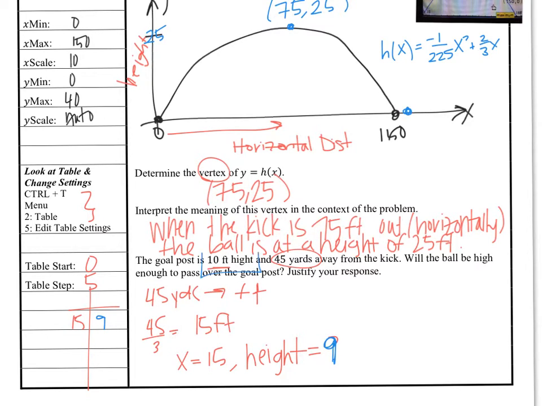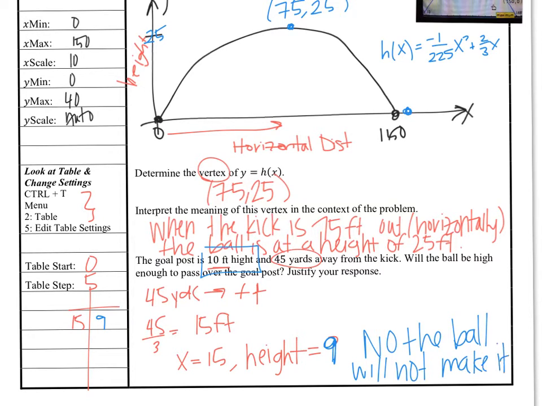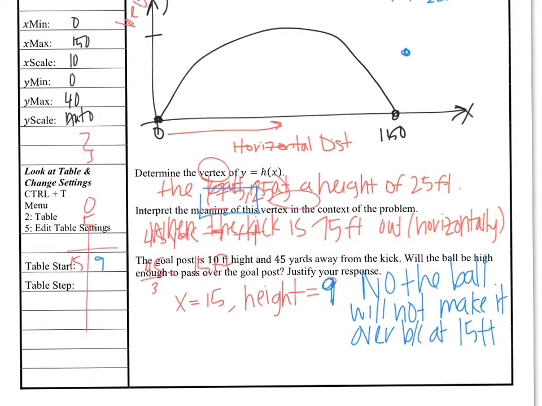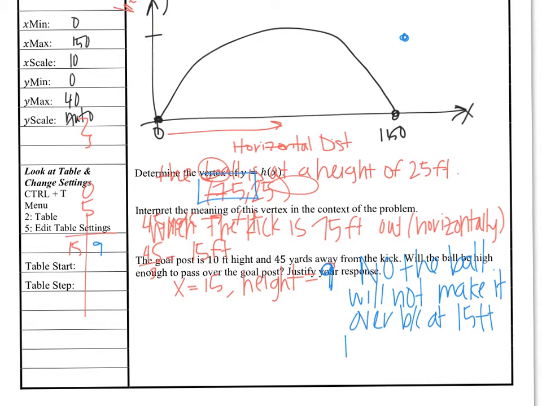But it says that the post is 10 feet high, so would he make it? No. The ball will not make it over because at 15 feet horizontally, it's only 9 feet high.